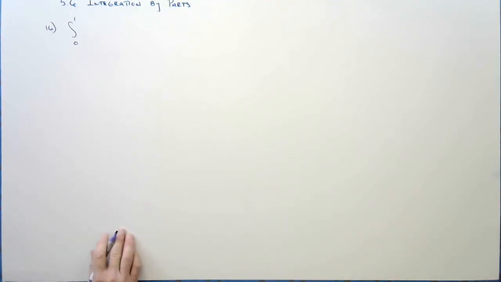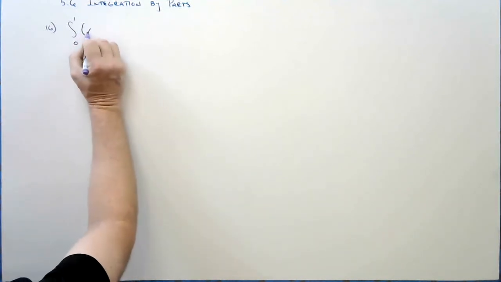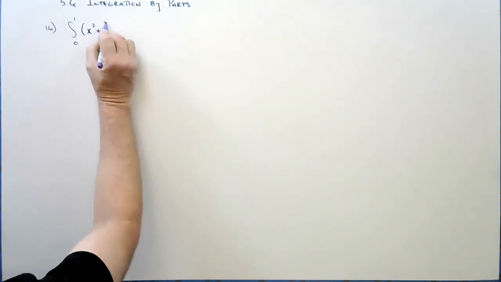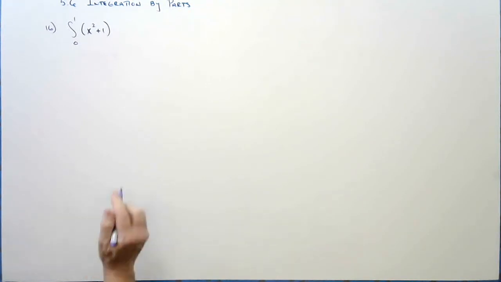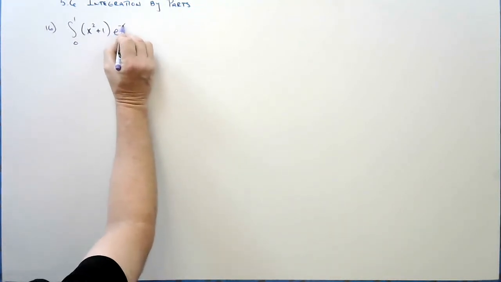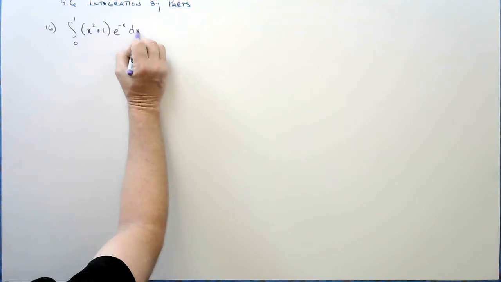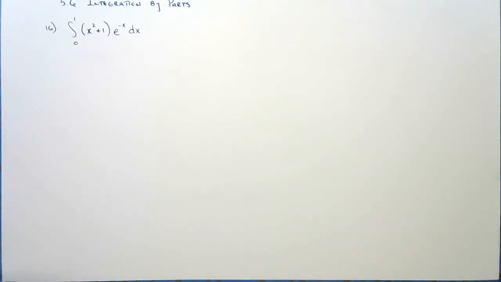Okay. So what about 16? It's a definite integral, and this time I'll remember to evaluate it. So we have the quantity x squared plus 1, then we have e to the minus x dx. Okay. So instead of just having a power of x, we actually have a binomial. We have x squared plus 1.